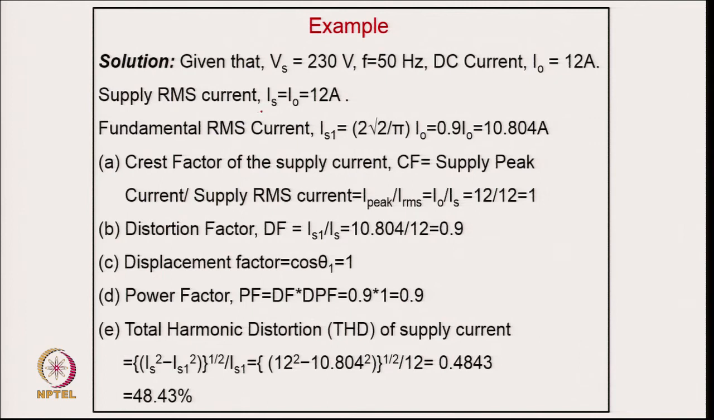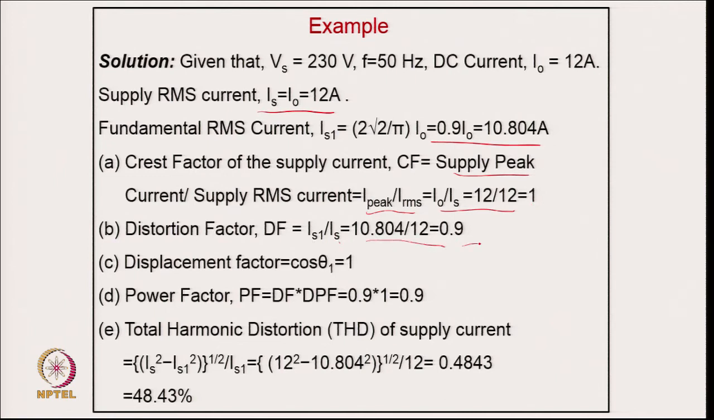Typically the data is given that your supply RMS current will be the same as the load current, and the fundamental current will be 2 root 2 upon pi, that is 4 upon pi, the peak, divided by root 2. So, it becomes 2 root 2 upon pi into I0, which is 10.804 ampere. And the crest factor is typically peak upon RMS. So, peak is here the same as 12, and RMS is also 12. So, it is 1, and the distortion factor is IS1 upon this.